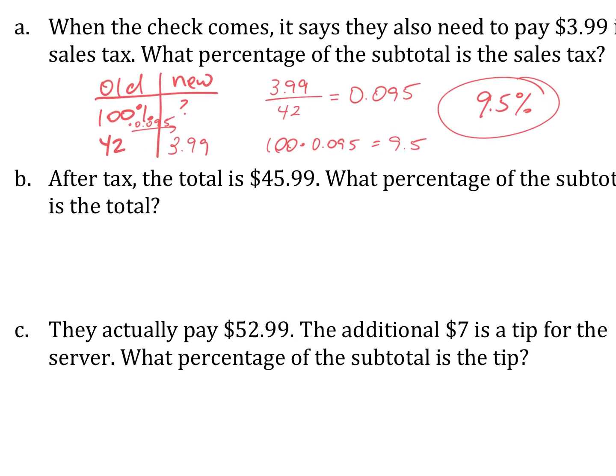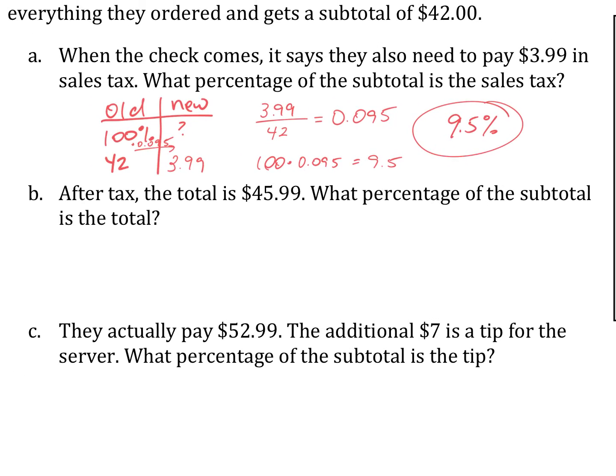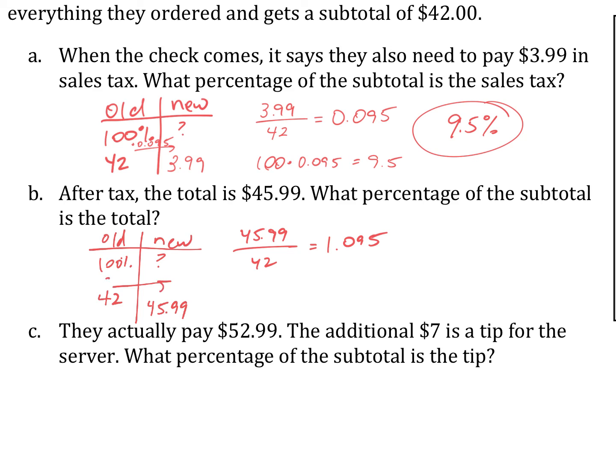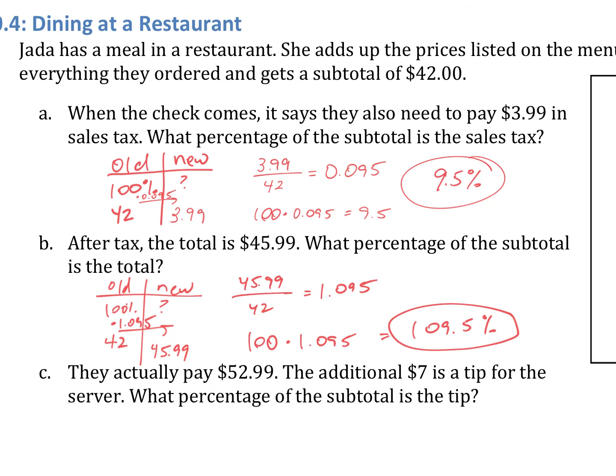After tax, the total is $45.99. What percentage of the subtotal is the total? So again, I'm going to use old and new. So I have old, new. I'm working with 100%. We don't know the new percentage. 42 is now going to 45.99. So I do 45.99 over 42, and I get 1.095. So I know my constant of proportionality is 1.095. So 100 times 1.095 is 109.5%.